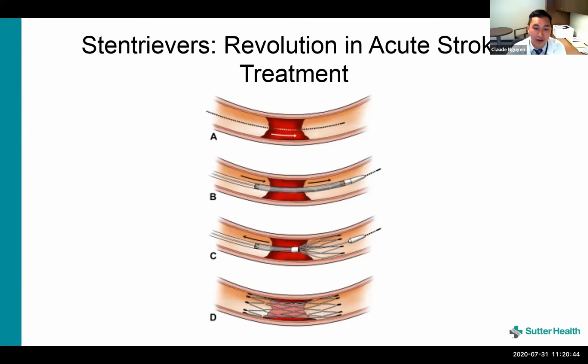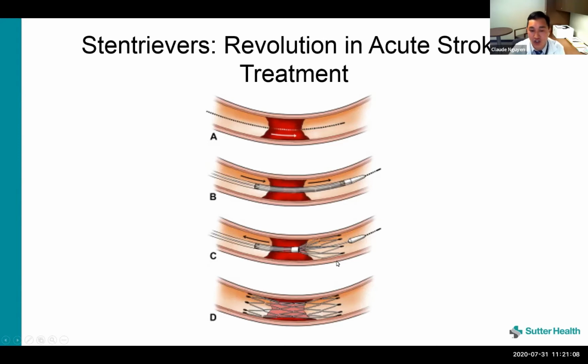And that catheter can be snaked up through the arteries, past the heart, past the neck, all the way up into the brain. And so the catheter reaches the blood clot, and the endovascular specialist brings that catheter through. And at the end of that catheter is this stent device that is opened up.